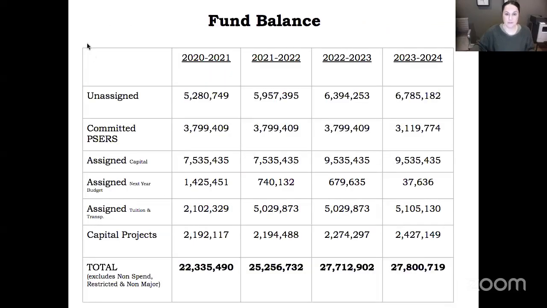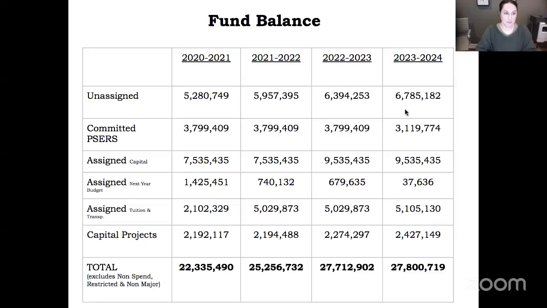Okay, the fund balance. So updated with 23-24, you can see that our unassigned fund balance is a little over $6.7 million. We have some funds that are still committed for PSERS. We have a chunk of funds that are assigned for capital, assigned for this current year's budget, assigned for tuition and transportation, and we have a separate capital projects fund, bringing the total fund balance to a little over $27 million.